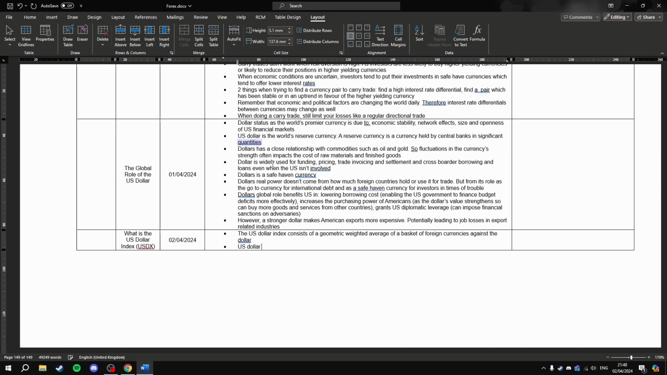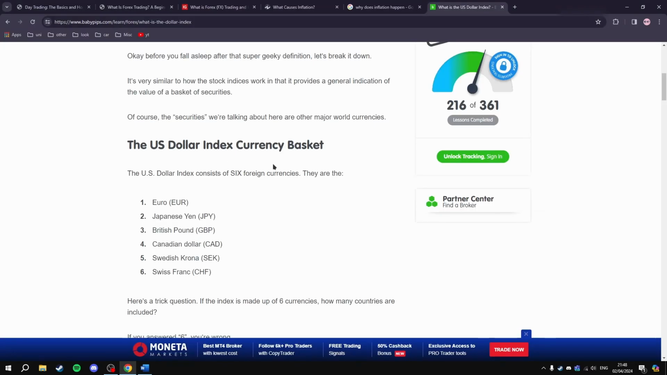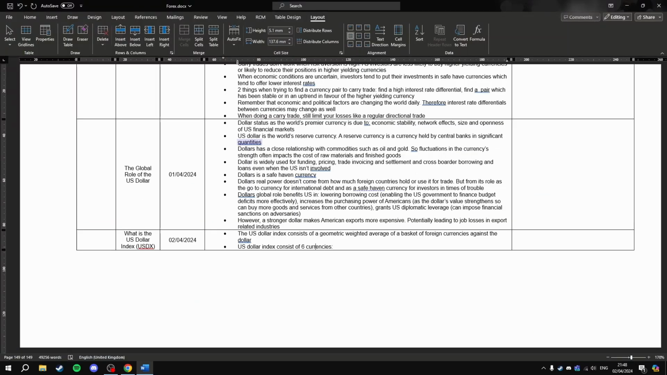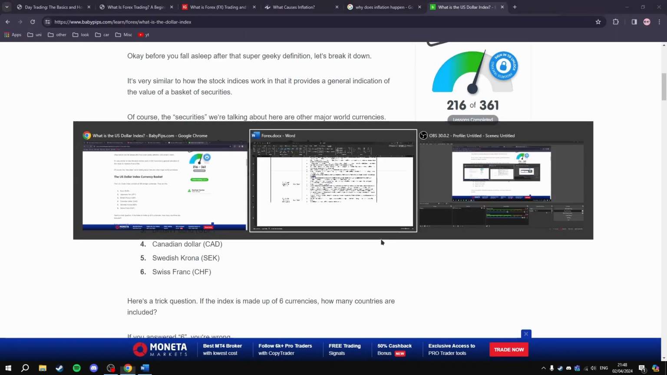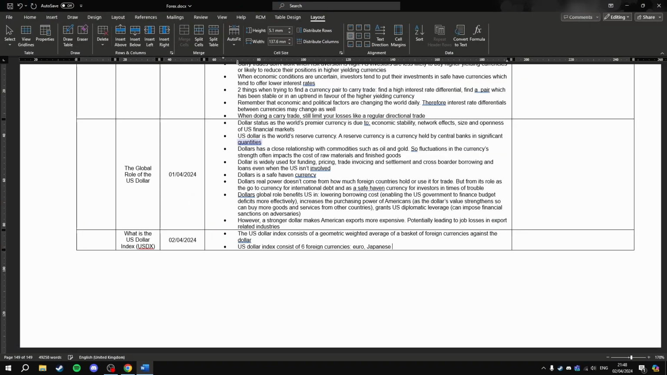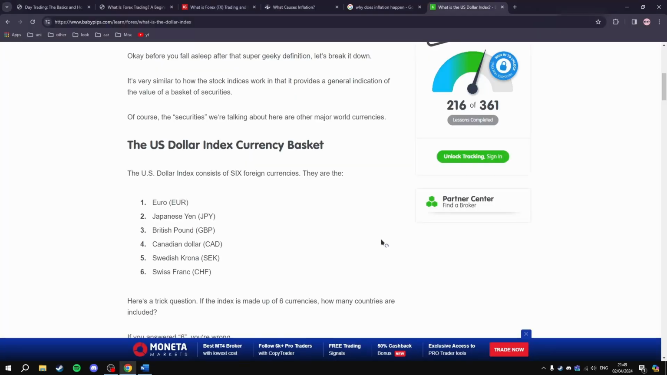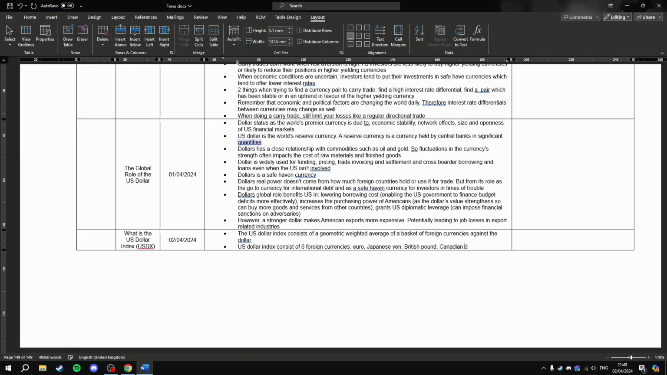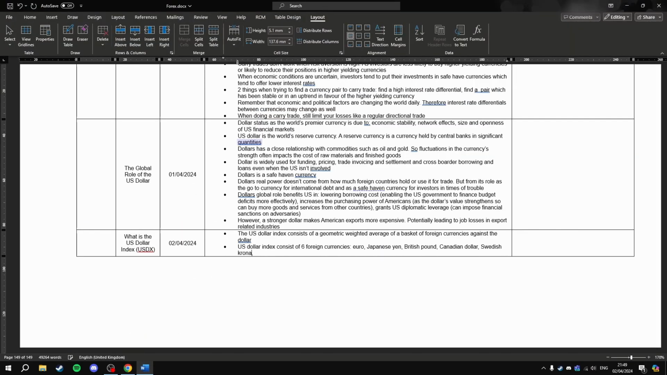The US dollar index consists of 6 foreign currencies: Euro, Japanese yen, British pound, Canadian dollar, Swedish krona, Swiss franc.